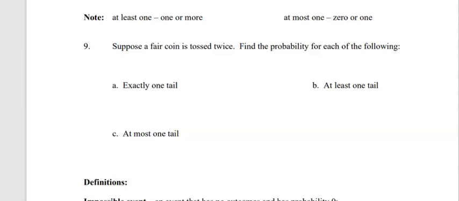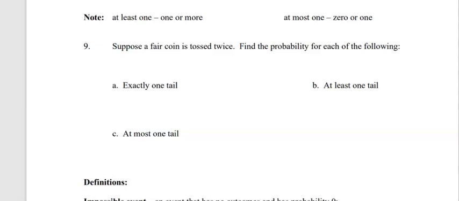At least two means two or more. At least three means three or more. At most one means one or less, 0 or 1. At most two would be 2 or less. At most three would be 3 or less.